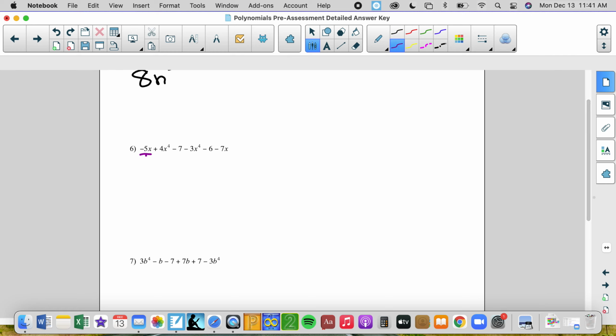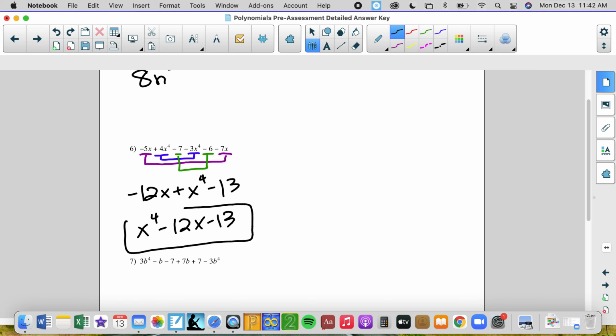We have negative 5x, and a pair right here, negative 7x. We have positive 4x to the fourth. We have a negative 3x to the fourth. And then we have our constants. So this time we have 3 pairs of like terms. So negative 5x and negative 7x makes negative 12x. Positive 4x to the fourth, negative 3x to the fourth gives us positive x to the fourth. Negative 7 and negative 6 makes negative 13. We got to make sure it's in standard form. And that would be my answer.